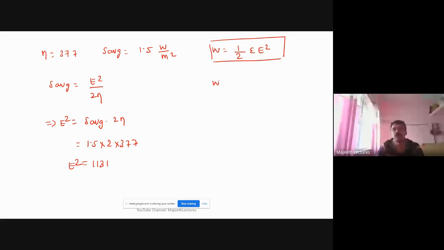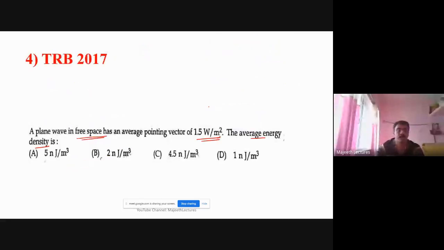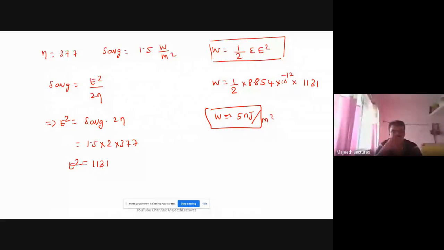So now I substitute 1 by 2. Epsilon is epsilon of free space, so epsilon is equal to epsilon naught, that is 8.854 into 10 power minus 12. E squared is 1131. Simplify it. What you get is approximately 5 nanojoule. Right? Energy density. So the answer is 5 nanojoule per meter cube. Density, so it is meter cube. Fine. Energy is joule, density is joule per meter cube.